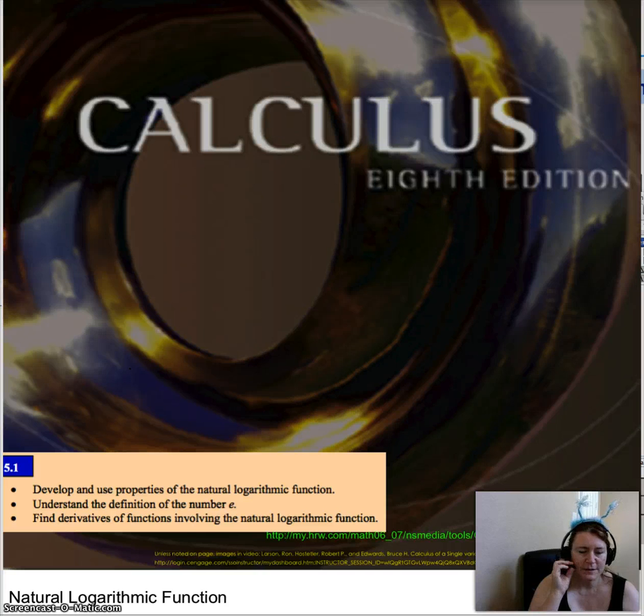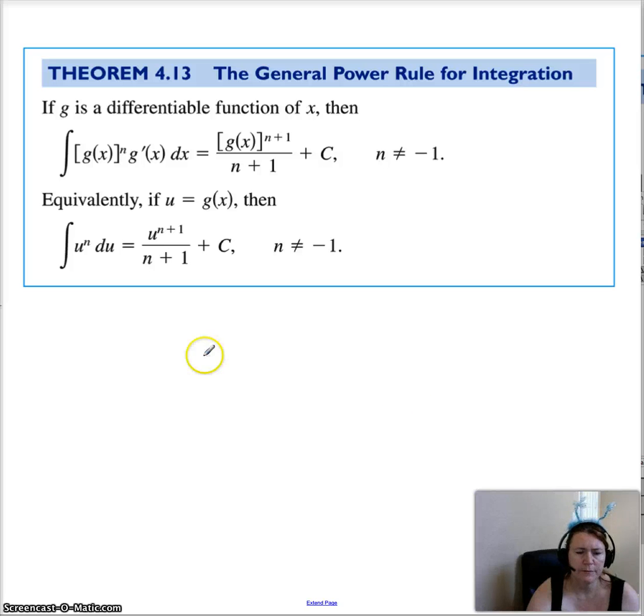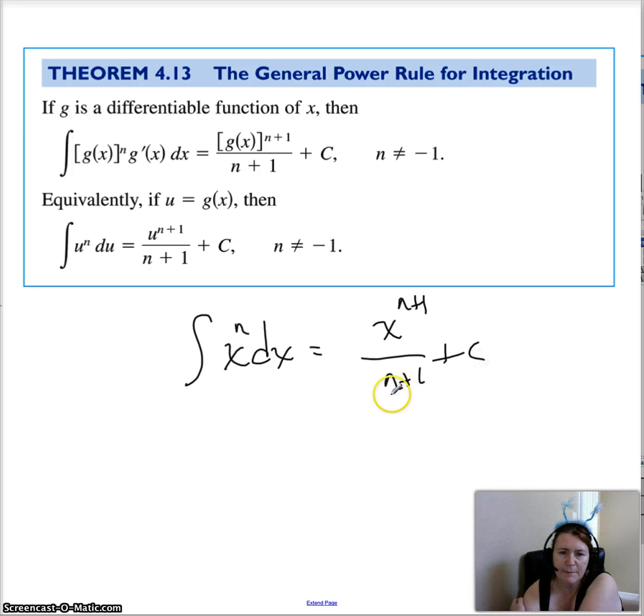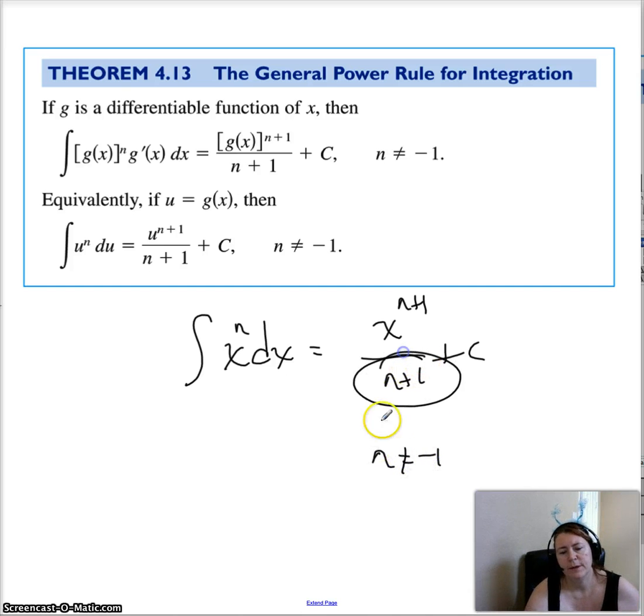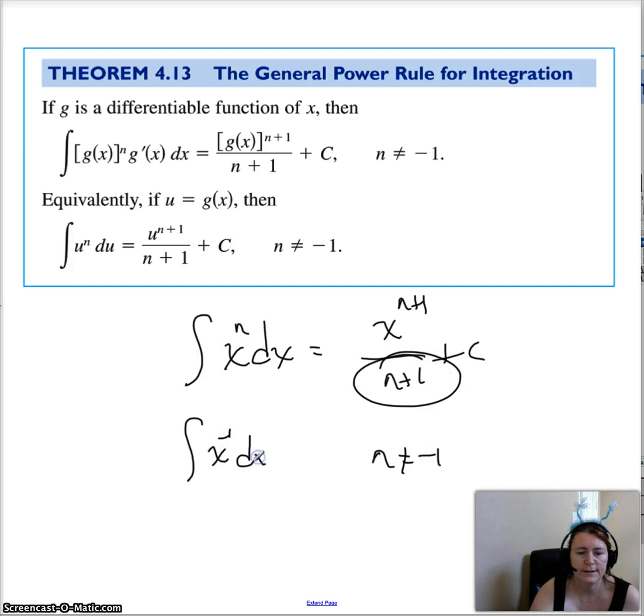All right, now we're going to talk about the natural log function. You remember when we did the general power rule and we would integrate any x to a power, then we could, very straightforwardly, get x to the n plus 1 divided by n plus 1 plus c, for all cases except where n equals -1. And you can see that that would really mess you up in your denominator here. We are going to discover what happens when we do try to integrate x to the -1 dx.